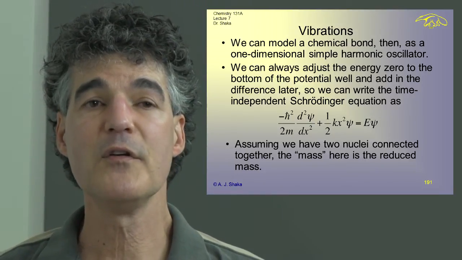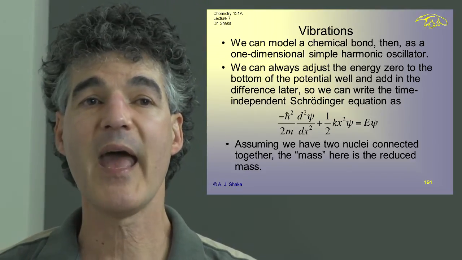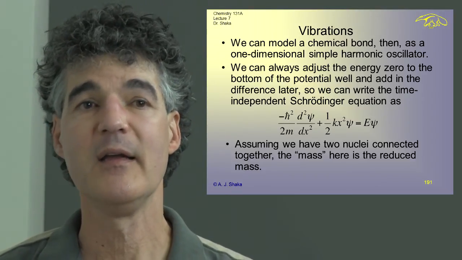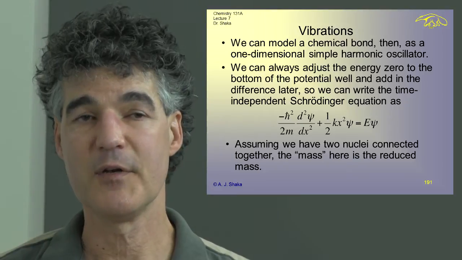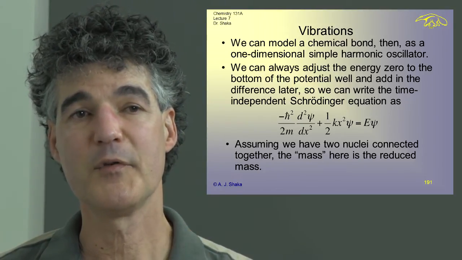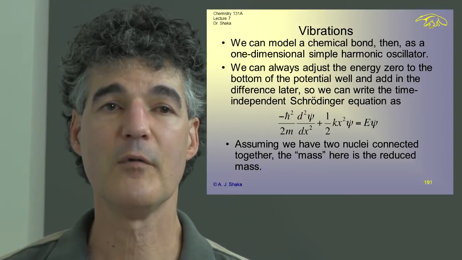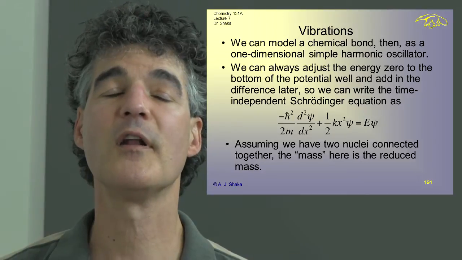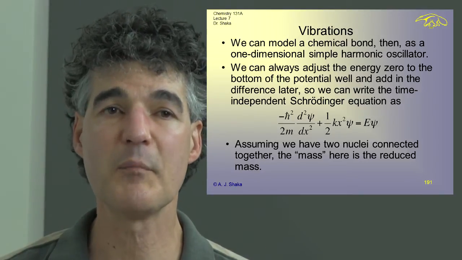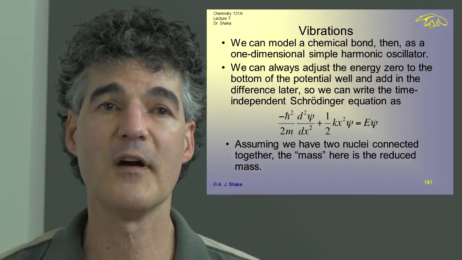If we have the two nuclei connected together, let me just remark that the mass m here is the reduced mass of the oscillator, or m1 m2 over m1 plus m2. But we won't worry. For what we're doing, we just want to get a qualitative feel. So we'll just keep m, and m is some mass associated with the oscillator.